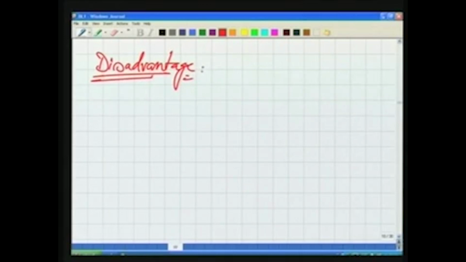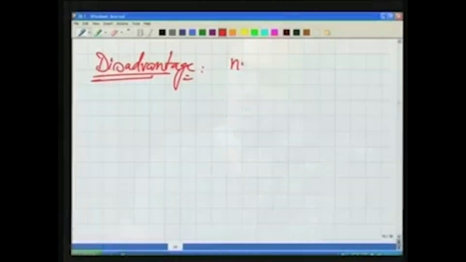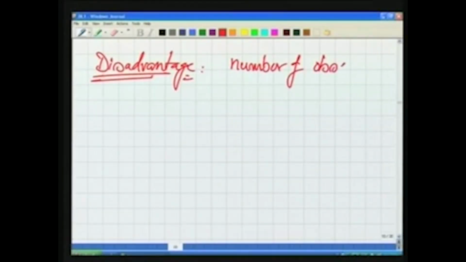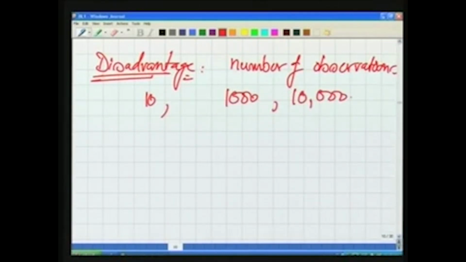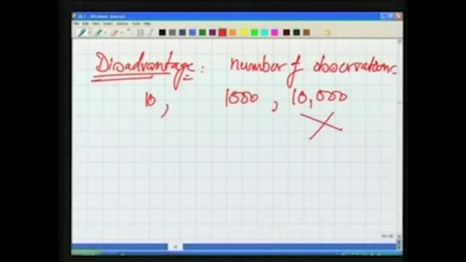The disadvantage is we are not considering the number of observations. There may be 10 observations in a set of data, 1000 observations, or, for example, 10,000 observations in a set of data, and our treatment is the same in all the cases. This is wrong. We should not do it. Now I will explain why.